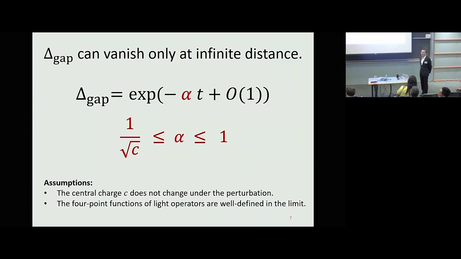No, I'm going to prove this for any unitary conformal field theory in two dimensions with discrete spectrum. Okay? Any other question before I get started? Okay, so let me get started.